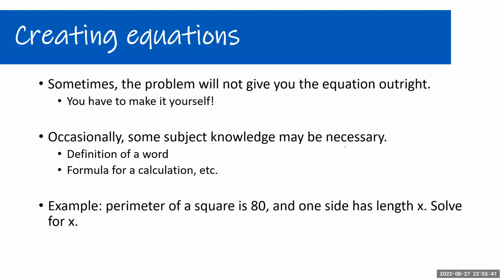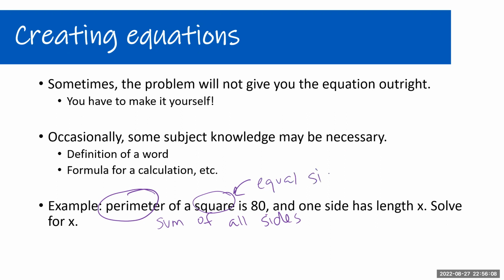So, for example, if we know that the perimeter of a square is 80, and one side has the length of x, and we want to solve for x. Well, this is going to tell us that we need to understand what perimeter is. And remember, the perimeter is the sum of all sides. And remember also here that a square has equal sides, and there are 4 of them, okay?